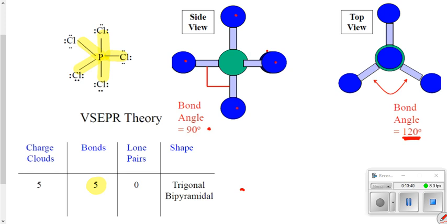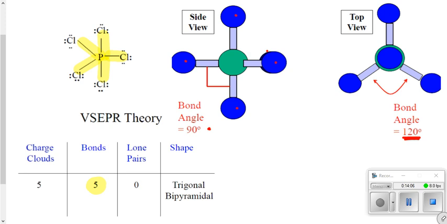The name of this shape is called trigonal bipyramidal. You have a trigonal plane with a pyramid up and down. So this almost forms a pyramid up and a pyramid down, trigonal bipyramidal. 2 little 3-sided pyramids stuck top and bottom. It's a horrible drawing, but you're hopefully getting the impression of what I'm trying to show you here.